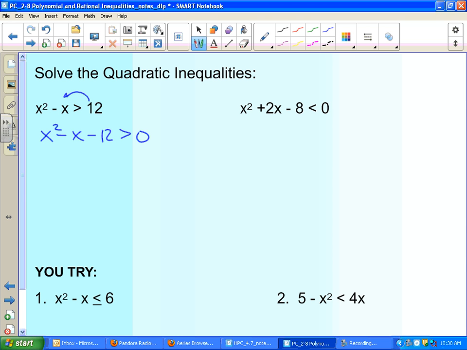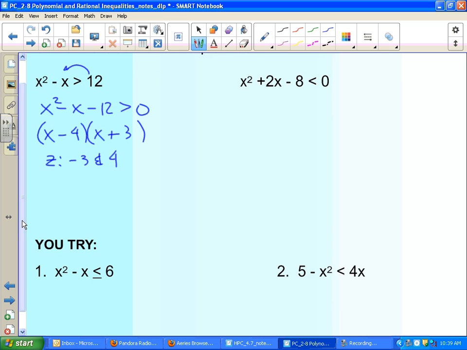And that's where you go and now you factor. So I can factor x squared minus x minus 12 very easily. Negative 3 and 4. Again, these are my zeros. The zeros, and when we get to rational inequalities, asymptotes, which are the numbers in the denominator that make 0, these guys help me set up my sign chart.